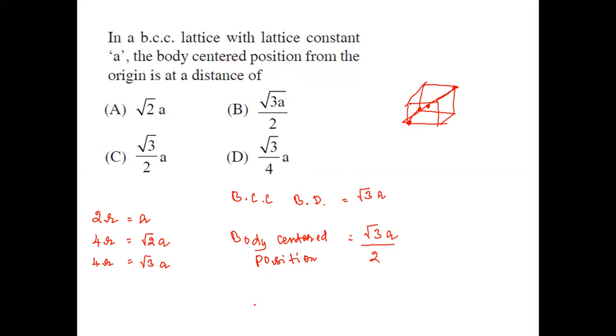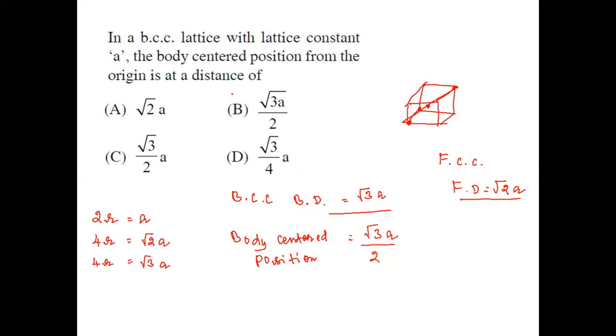In case of BCC, the body diagonal is equal to root 3 a, where a is the lattice constant. What you should know is that in case of BCC, the body diagonal is root 3 a. In case of FCC, face centered cubic close packing, the face diagonal is root 2 a. The body diagonal in case of BCC is root 3 a.